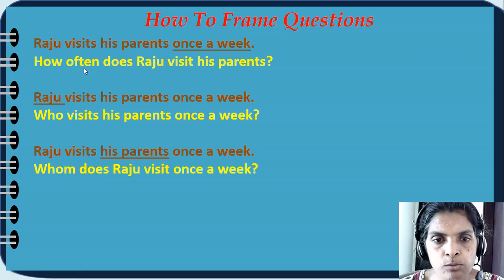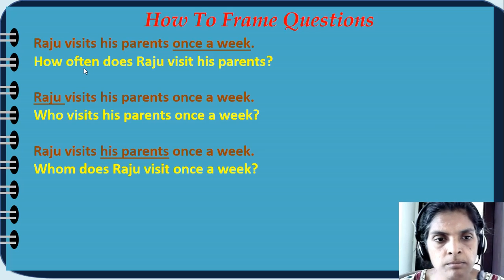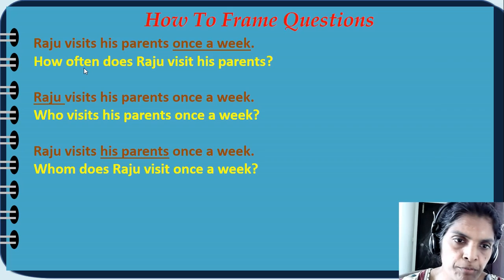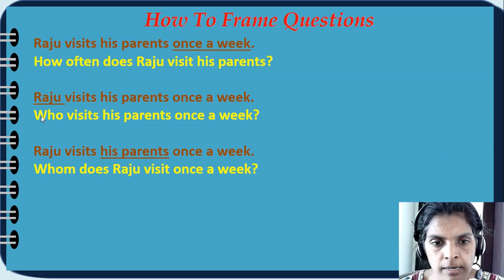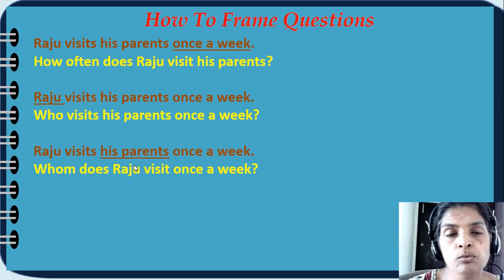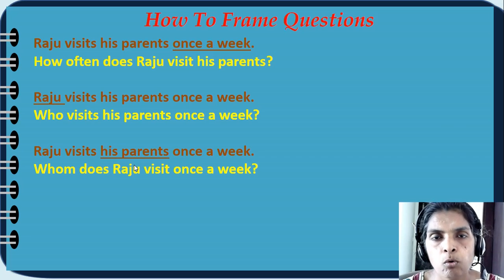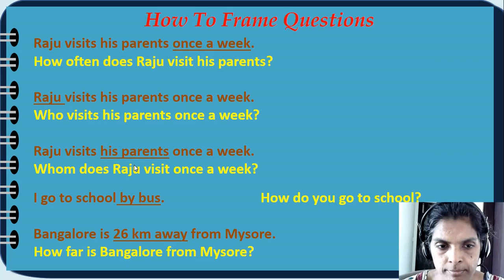Raju visits his parents once a week. Again you should have become familiar with it by now. Raju is a person, so you have to add who. Who visits his parents once a week? Now his parents are underlined here. So you will say whom does Raju visit? So Raju visits somebody. Who is that? So whom. It will become whom.